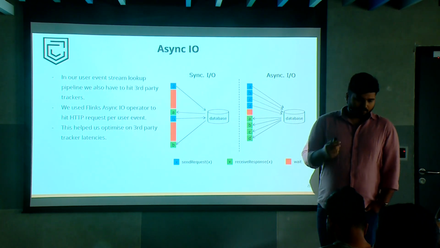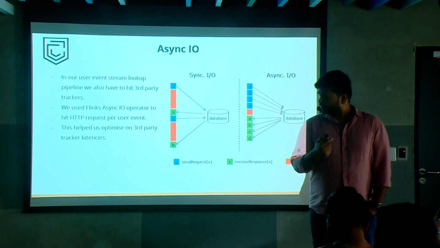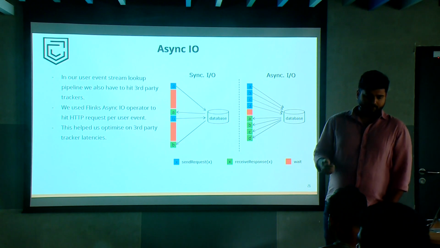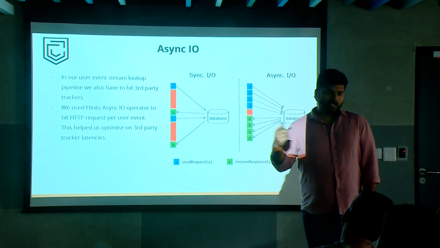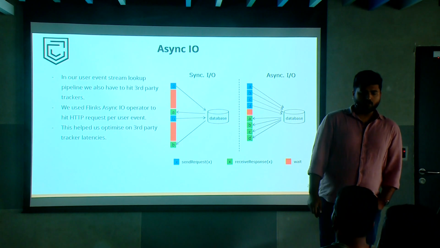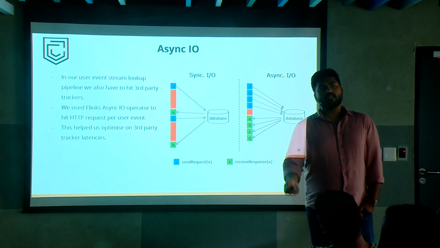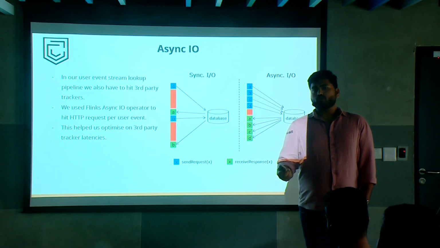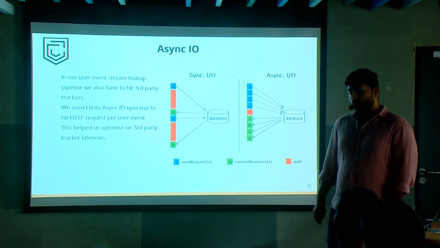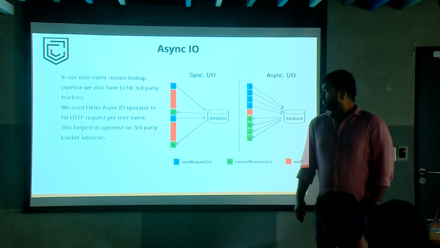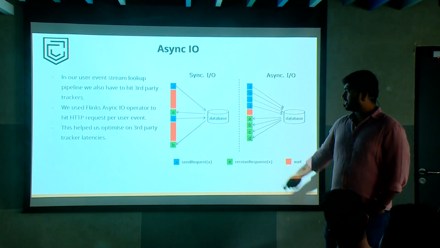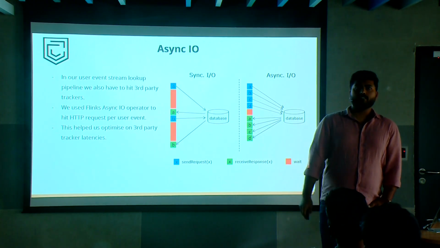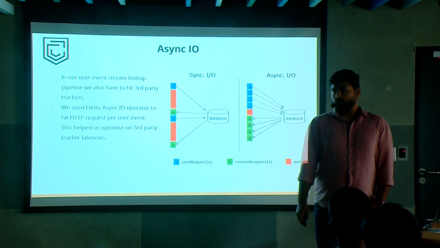The other thing that we also implemented here was that we had to basically fire some third-party tracker URLs for some use case. So the third-party tracker URL has its own intrinsic latencies adding to the pipeline. So how we solved it was using an async IO operator from Flink itself. It basically does the same thing as any other async IO operation, but it is managed by Flink. So you can set the concurrency and the timeouts and everything to do that.